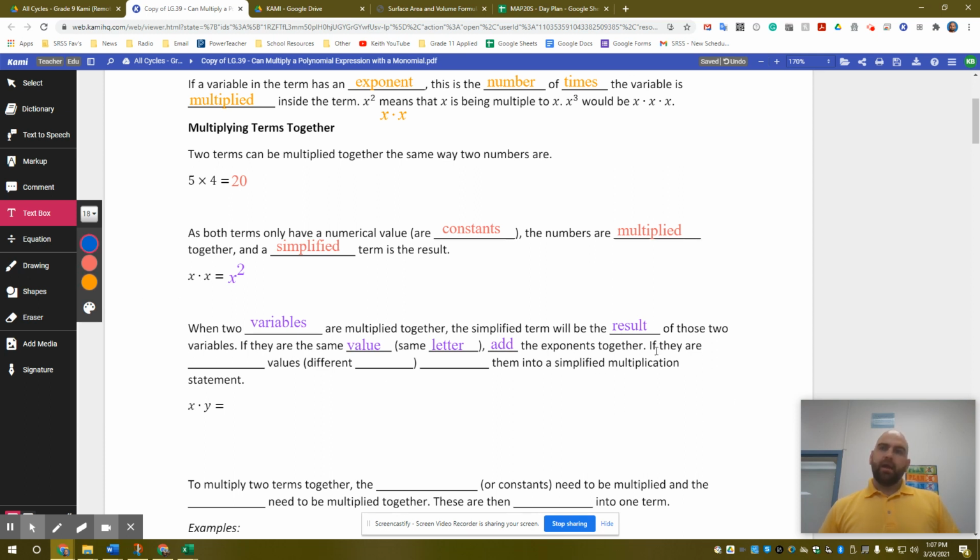Now, on the other hand, if they are different values, and therefore different letters.